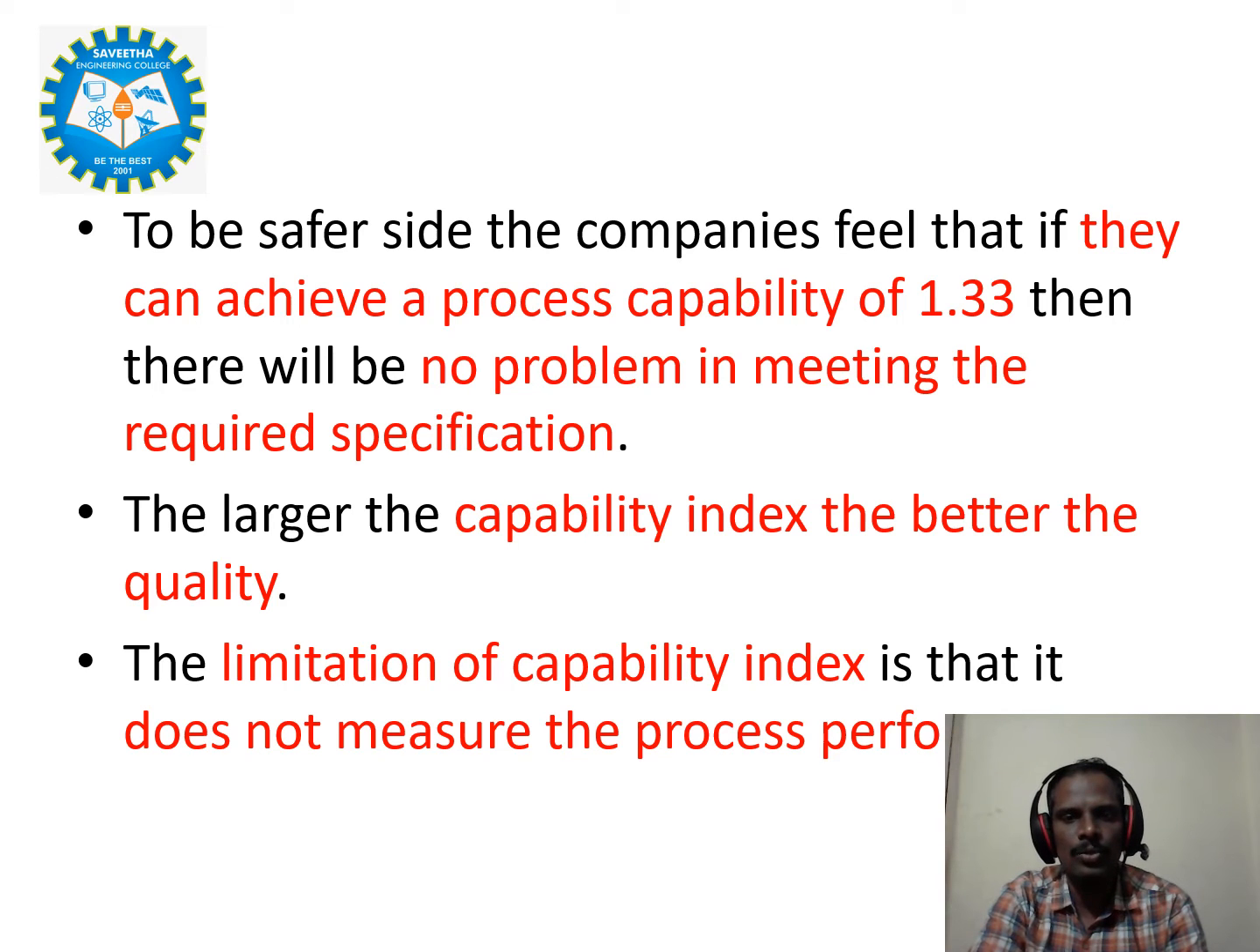And the values: when reaching the process capability limit, the value is less than 1.33, where a larger capability index means better quality, and the limitation of the capability index is that it does not meet the requirements.